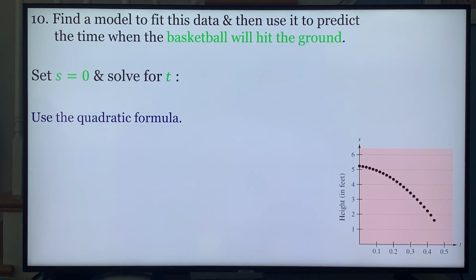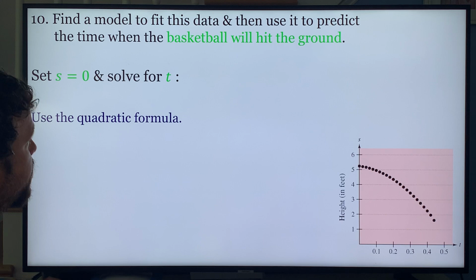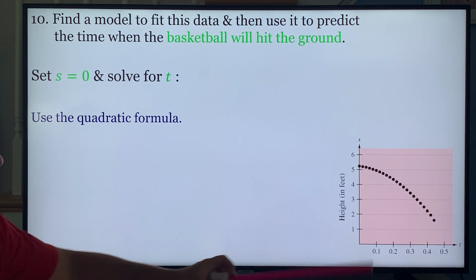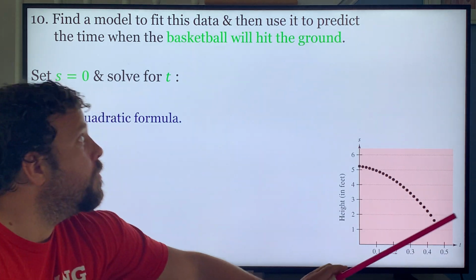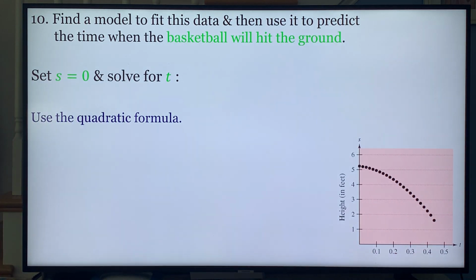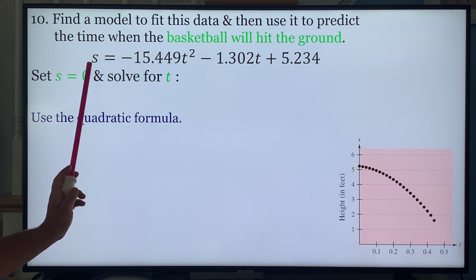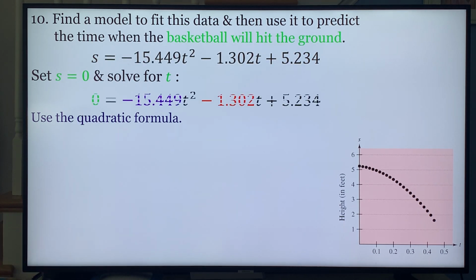Oh wait, never mind, I lied. Find the model that will fit this data. I want to actually find something when s equals 0. I want to know when the basketball hits the ground, how long will that take? So what do I do here? When s is 0, I just plug in 0 for s.